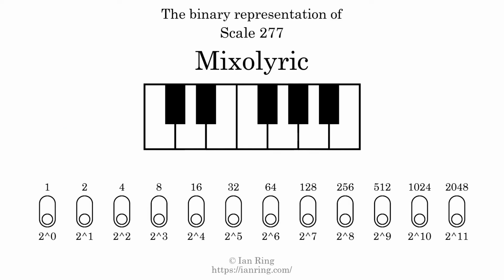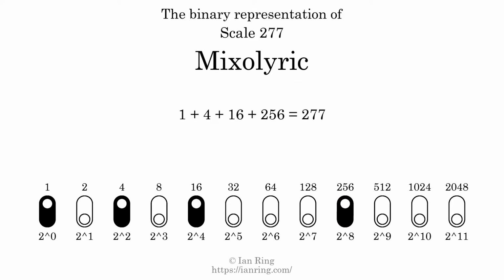The binary representation of this scale is determined by mapping tones of the scale to binary digits. Each binary digit represents a power of 2. To get the scale number, we add the powers of 2 together. The powers of 2 that are present in the scale, all added together, equals 277. That is why the scale number, in decimal, is 277.